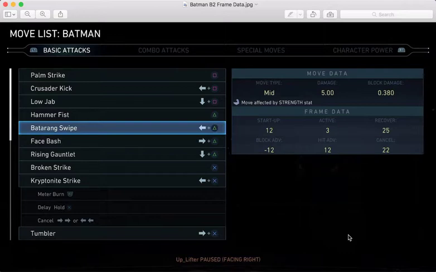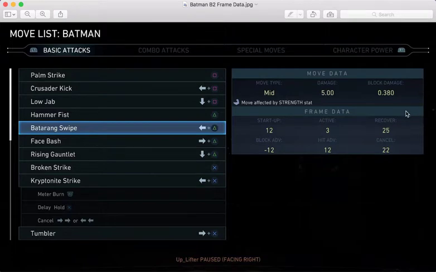So next, we arrive at the active portion, the middle of the move. The active portion tells you how long the move is active after the startup portion ends, basically how long the move is able to hit your opponent. Because this move has 3 active frames, the opponent can only be damaged if they are within the range of the move for those 3 frames.